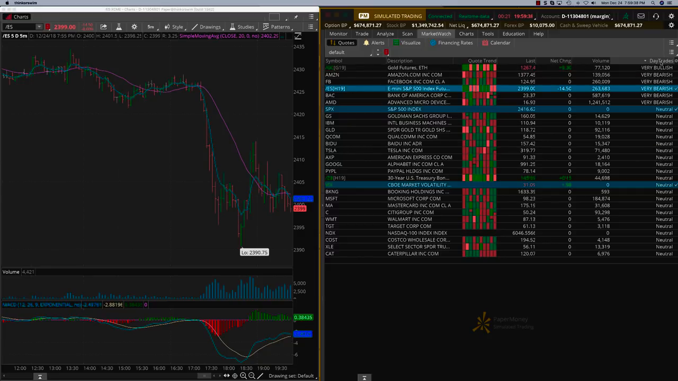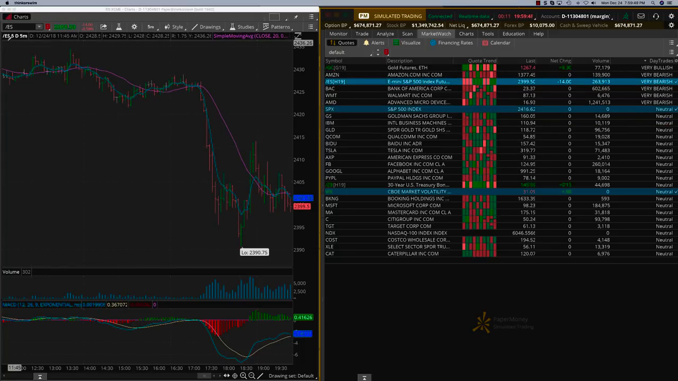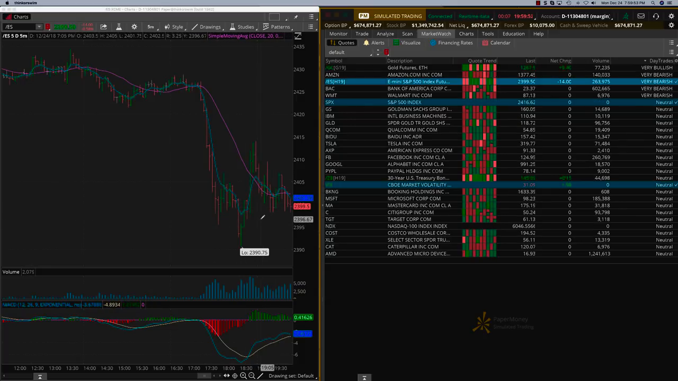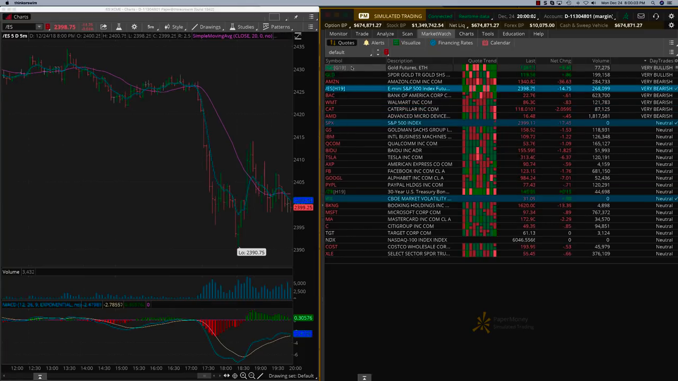So we want to focus on this particular column. The market is just about to open, 19 seconds left, and we want to see how these things move. On the left side is the chart of the ES. It's a 5-day, 5-minute, and as you can see, this is all pre-market action right now. We are down about 14.50. As you can see, most of the stocks are bearish. If there's anything that's bullish, that is gold.